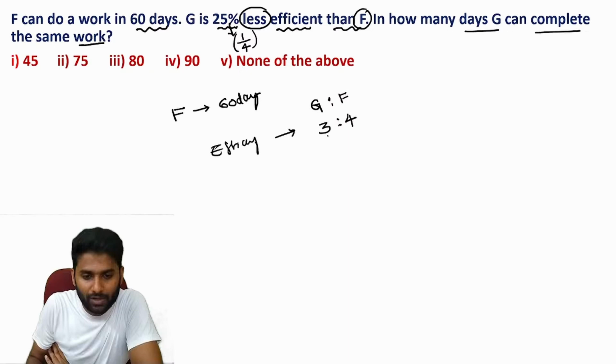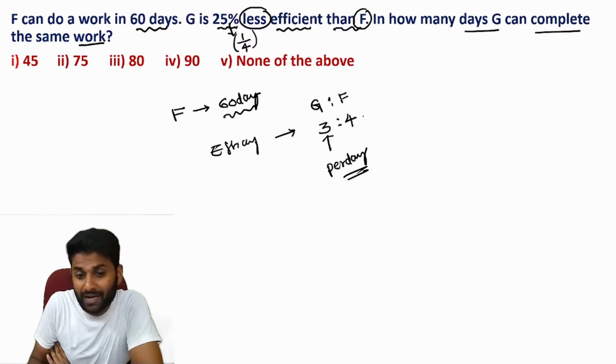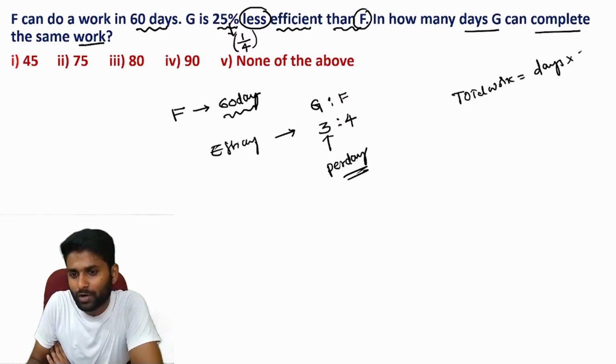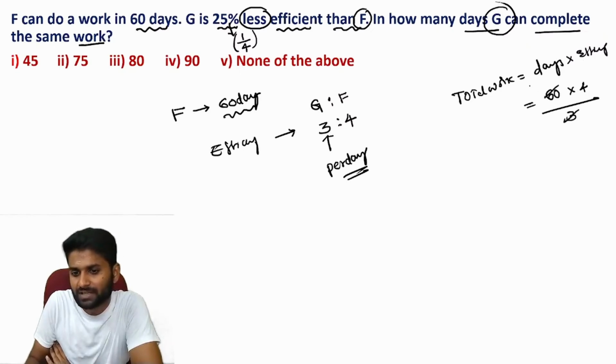Now see, efficiency is all about per day. F takes 60 days, and the per day work of F is 4 units. The total work is equal to the number of days worked times the efficiency. He completed the whole work in 60 days with an efficiency of 4 units. Now if you assign this work to G, how much time does it take? What is G's efficiency? 3 units.